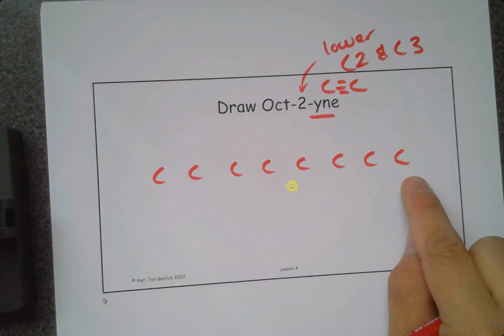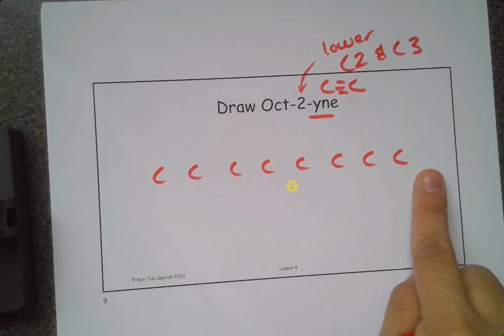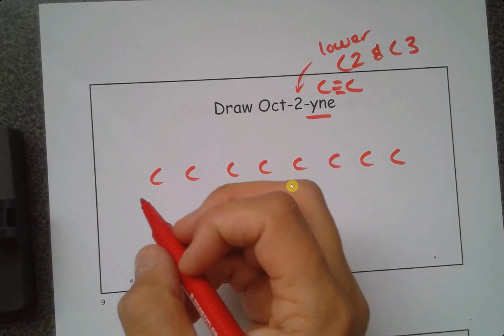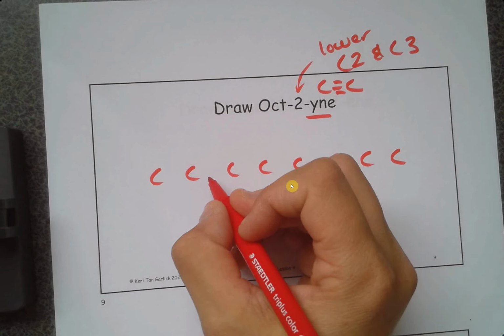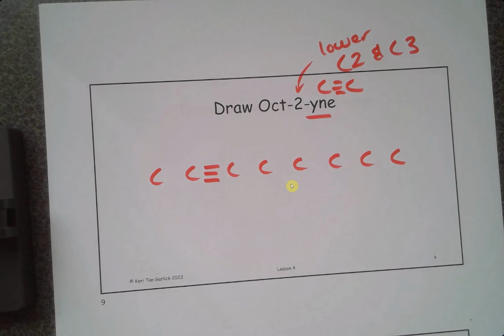So if I could go either direction, I either count 1, 2, 3, 4, 5, 6, 7, 8, or I can go this way and count 1 through 8. Doesn't matter so long as I pick one and stick with it. So I'm going to go 1, 2. And I'm going to draw my triple bond over there. I'm obviously not done yet.